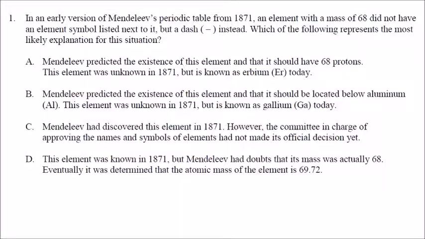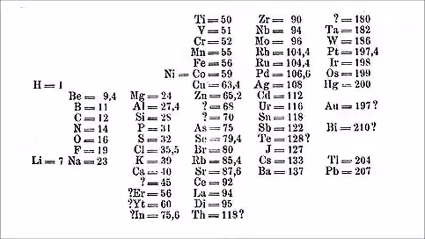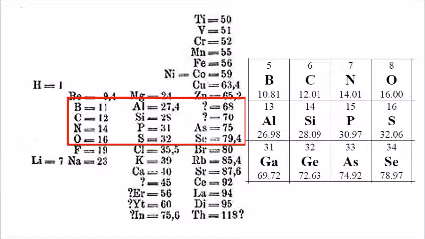So let's take a look at an early version of the periodic table from Mendeleev. And let's focus on this section, and we can see the elements boron, carbon, nitrogen, and oxygen. And then underneath those elements on the periodic table would be aluminum, silicon, phosphorus, and sulfur. Now on Mendeleev's periodic table, you see those two question marks next to atomic masses 68 and 70.